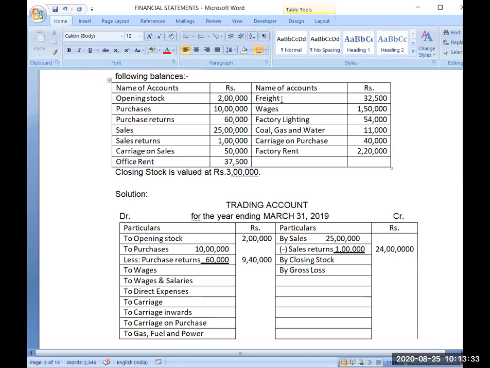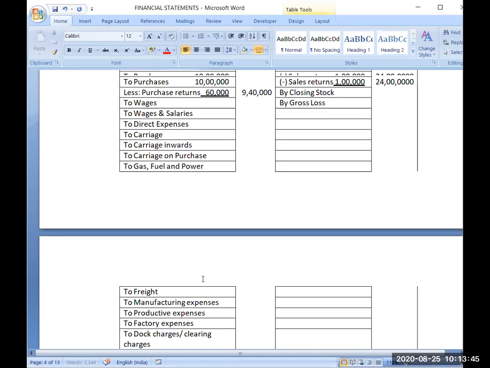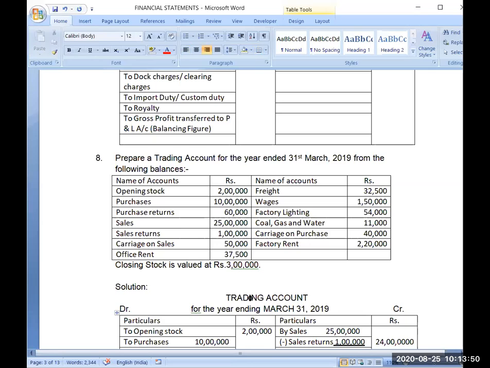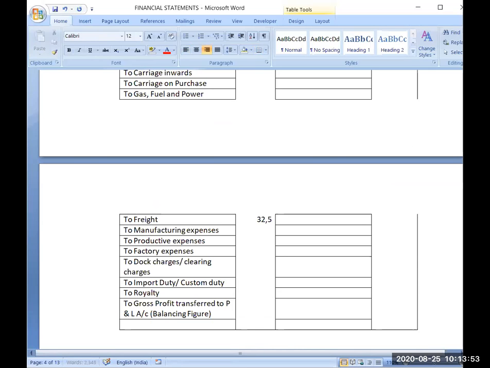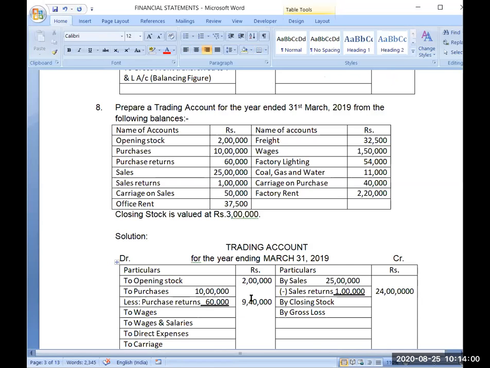Now next is freight. So freight will come here. Freight and cartage. Whatever the account is given in the question, that I will write here only. So freight I will be writing here. Freight is how much? 32,500. Freight is 32,500. So wages I will be writing here, 1,50,000.